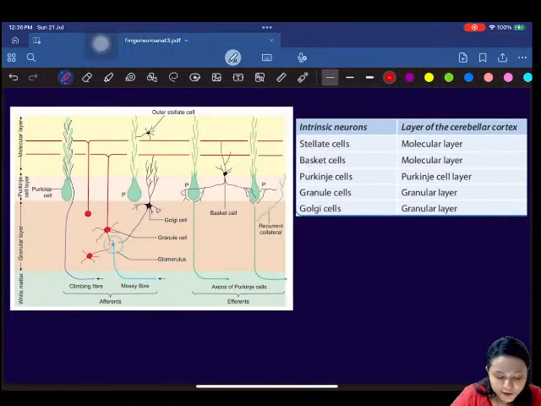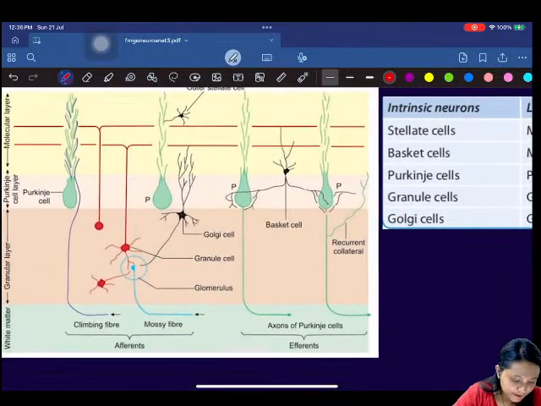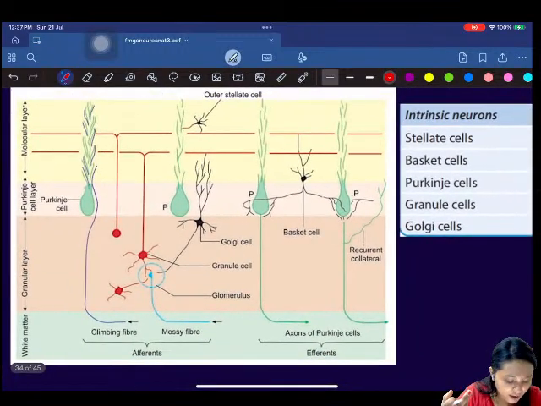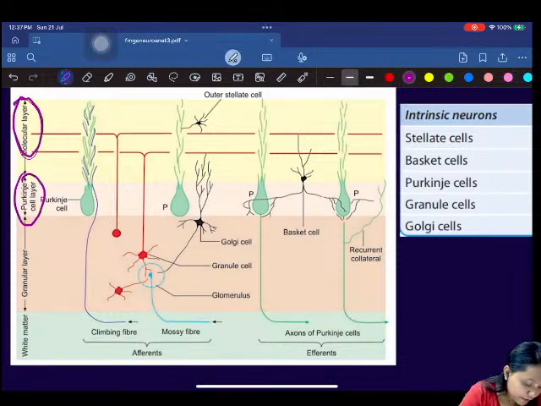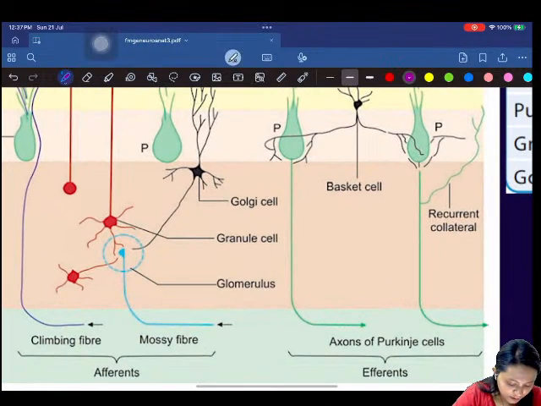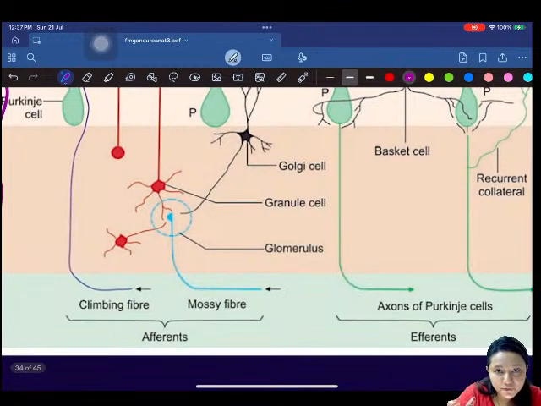Now we have certain intrinsic neurons in the layers of the cerebellar cortex. So you know what the layers are. In the cerebellum you have the outer gray matter and the inner white matter. The most outer layer is the molecular layer. Then you have the Purkinje layer, then the granular layer, and then the white matter. In the white matter you have the cerebellar connections: the afferent fibers, the climbing and the mossy fibers, and the efferent fibers, that is the axons of the Purkinje cells.